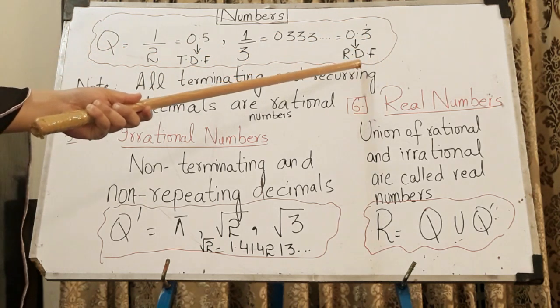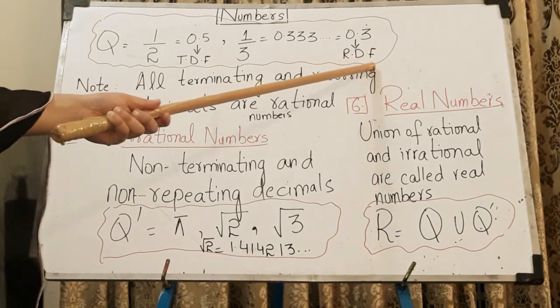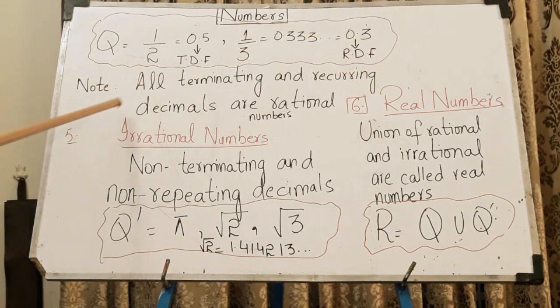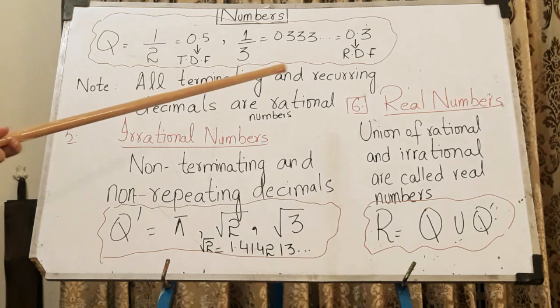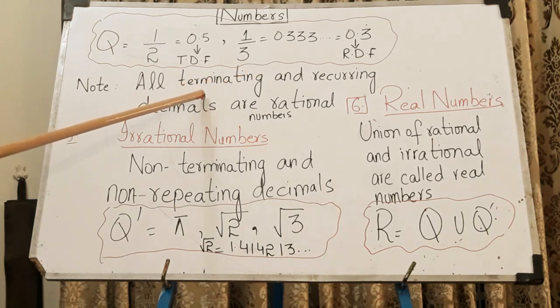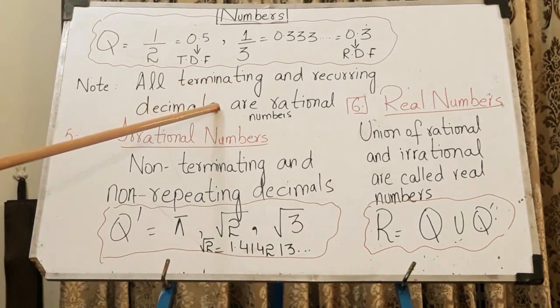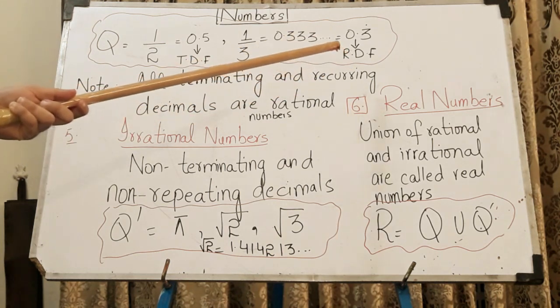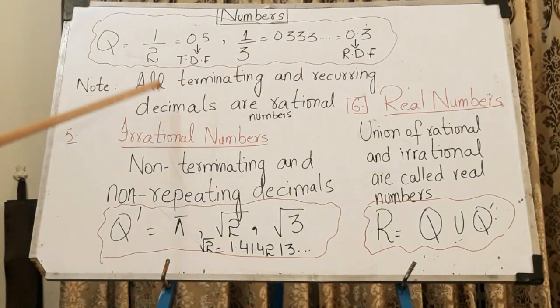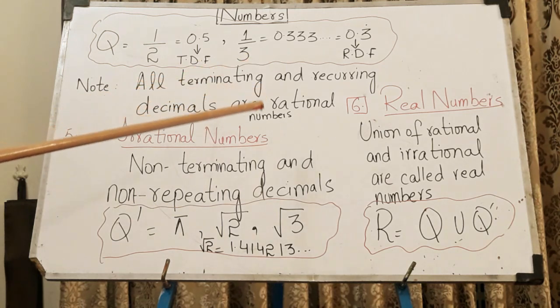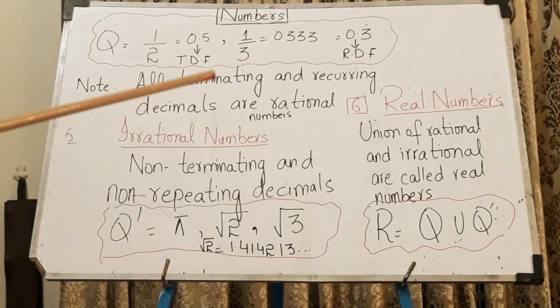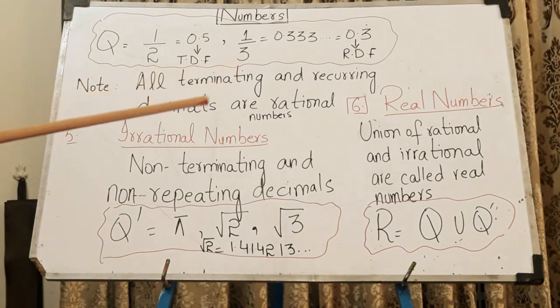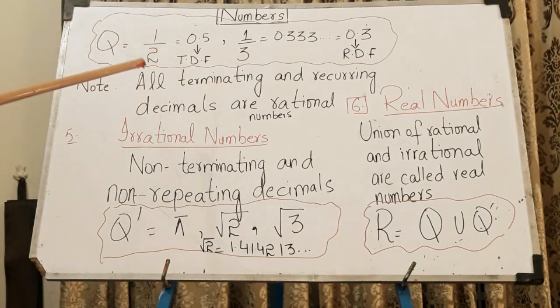This dot represents that this is the repeated part of this decimal. And what is this RDF? This is a recurring decimal fraction. So what I have written in the note is that all terminating, which have a limited, countable number of digits in the decimal part, and recurring, which has some repeated digits in its decimal part, all the terminating and recurring decimals are rational numbers. Hope you are all clear with the decimal number. I hope you are all clear with the rational numbers.